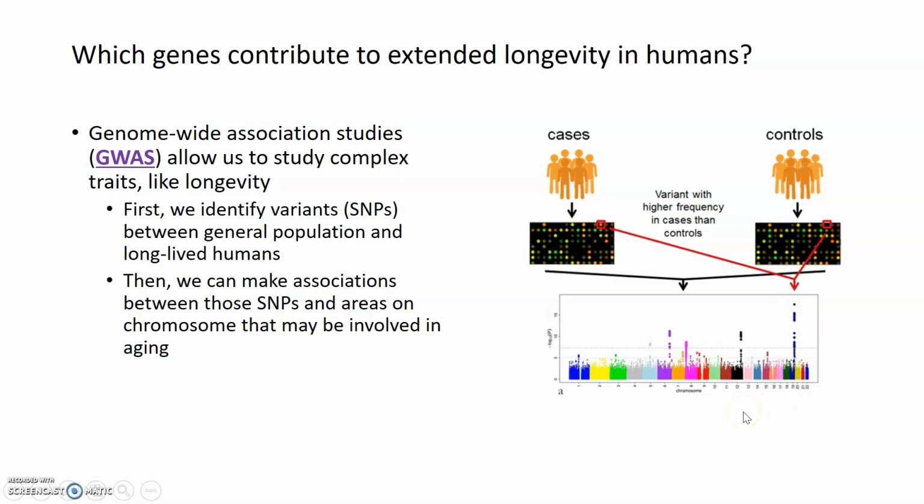But what's important to remember about GWAS is it doesn't help us identify the specific genes involved. It just gives us an idea of where to look. So we know there's a lot of differences between long-lived and general population, and there's a big difference between this area of chromosome 19 in these two groups. We don't know what the gene is, but we can start looking there and using the sequence of the human genome to figure that out.